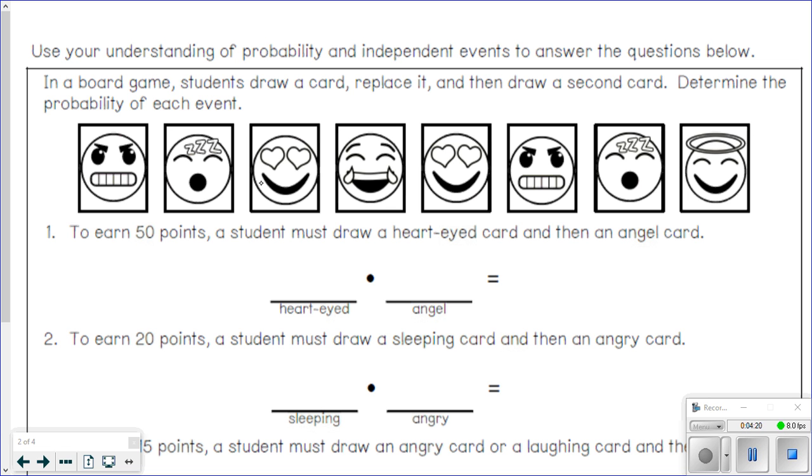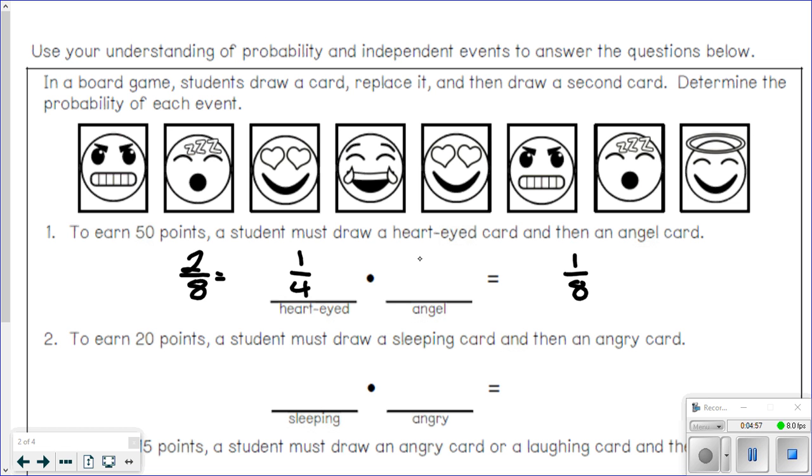So the probability of getting a heart-eyed card. There's 2 of those, and there's 1, 2, 3, 4, 5, 6, 7, 8 cards total. So heart-eyed is 2/8. I'm just going to write this over here for right now, because I can simplify that to 1/4. Make my life easier since I'm going to have to multiply these. And then the probability of getting an angel card. So there's 1 angel card out of 8.